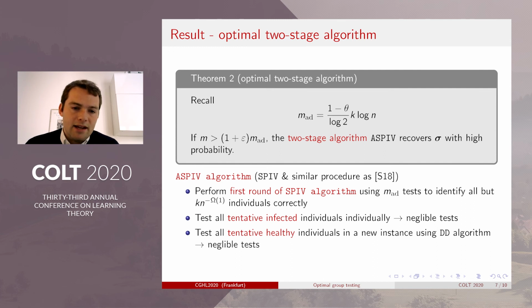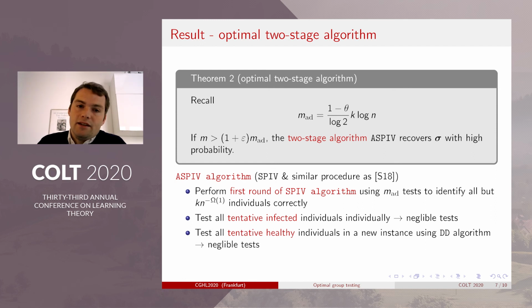In the second stage, we test all tentatively classified infected individuals separately and test all tentatively classified healthy individuals in a new group testing instance using the non-adaptive DD algorithm. Both of these components in the second stage work with a lower order number of tests than the universal information theoretic lower bound, thereby ensuring that those two stages succeed as long as we perform more than the universal information theoretic lower bound number of tests.